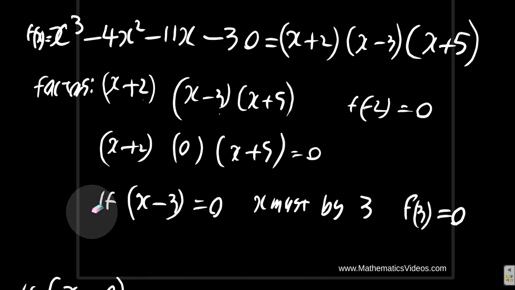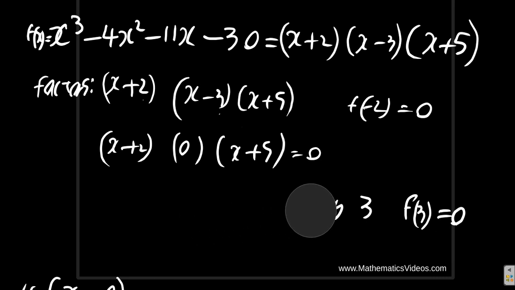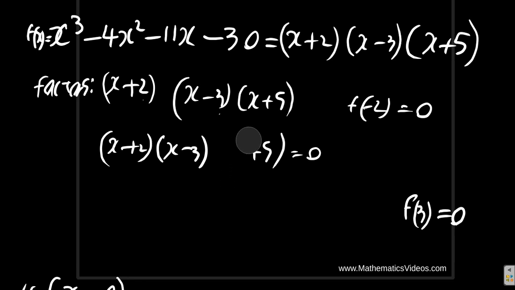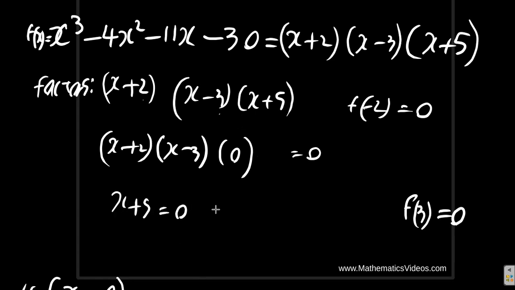Now, suppose instead of doing that, you say x plus 2 times x minus 3 times 0. That would make this 0. So therefore, the x plus 5 would be the 0. So if you say x plus 5 equals 0, then x would have to be negative 5.